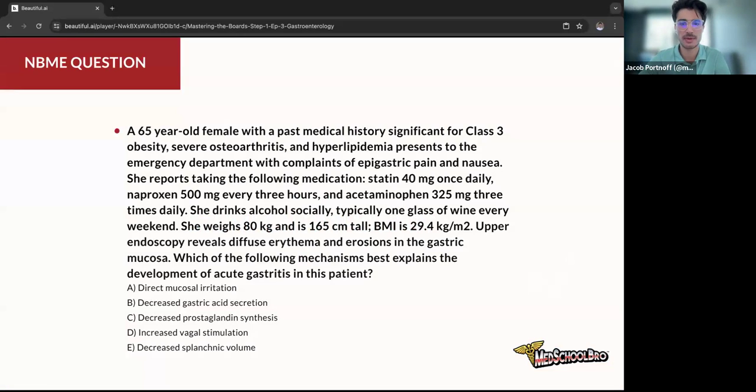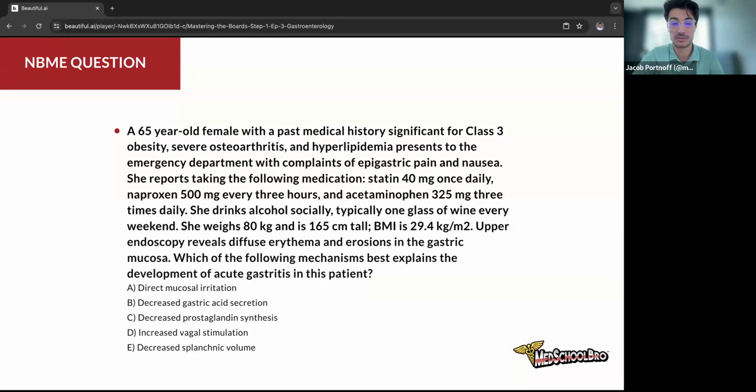So we have a 65-year-old female with a past medical history significant for class 3 obesity, severe osteoarthritis, and hyperlipidemia who presents to the emergency department with complaints of epigastric pain and nausea. She reports taking the following medication. So she takes a statin, 40 milligrams once daily, naproxen, 500 milligrams every 3 hours, and acetaminophen, 325 milligrams 3 times daily. She drinks alcohol socially, typically 1 glass of wine every weekend. She weighs 80 kilos, is 155 centimeters tall, BMI 29.4.